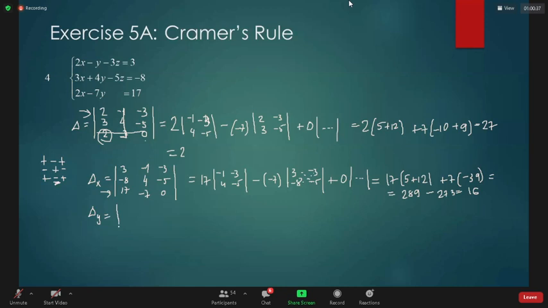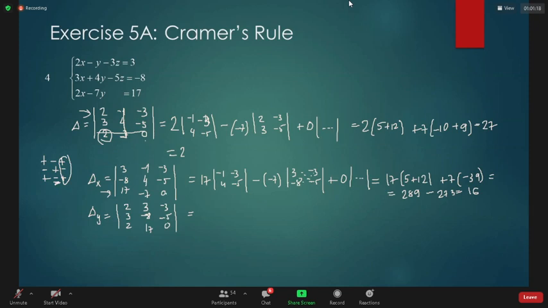The y determinant, we leave the first column 2, 3, 2 as it was, but the second column now is replaced by 3, minus 8, and 17. And the third column is again back to normal, minus 3, minus 5, 0 as it was. So this is an 8. I don't like the 17, although I'll probably need it anyway. I will have to use it. I will expand through the third column, because it contains a 0.